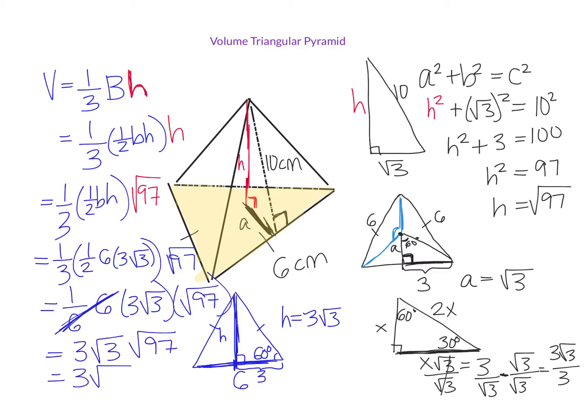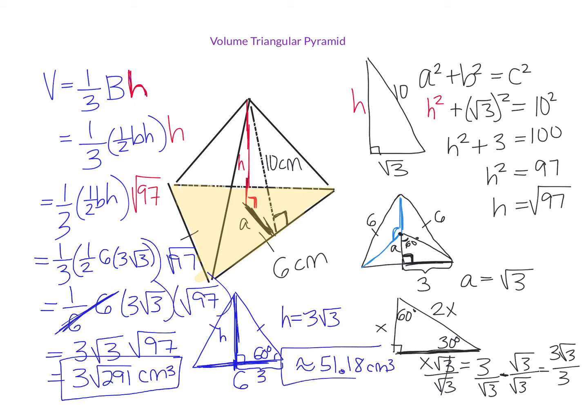If we were to leave our answer in radical form so that we're not converting this into a decimal, our answer would be 3 times the square root of 291 cubic centimeters. And if we convert that into a decimal, just for fun, that's about 51.18 cubic centimeters. Well, that was fun.